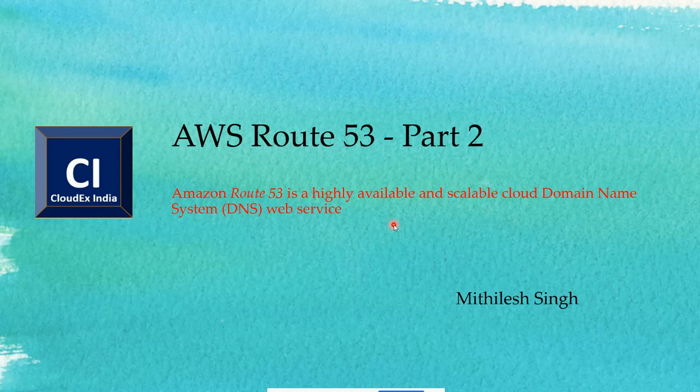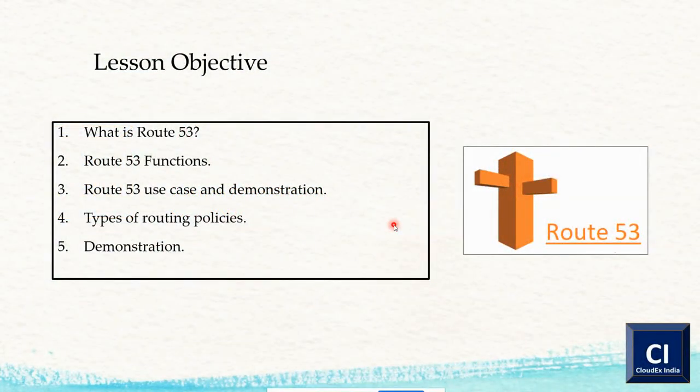My name is Mithilesh Singh, and today I am going to cover AWS Route 53 Part 2. In my previous session, I discussed what Route 53 is, how the DNS service works, and why AWS has given the name Route 53 to its DNS service. We also talked about how many functions are available and what the use of those functions is. If you have not watched my first video, you can go to my YouTube channel CloudX India and watch the first part of AWS Route 53.